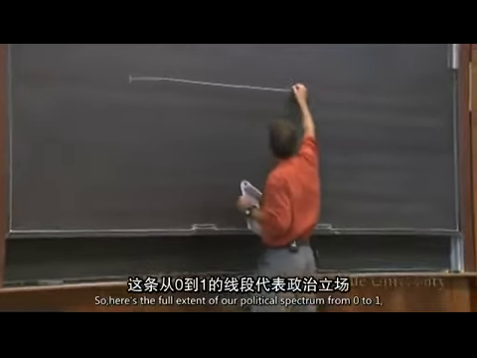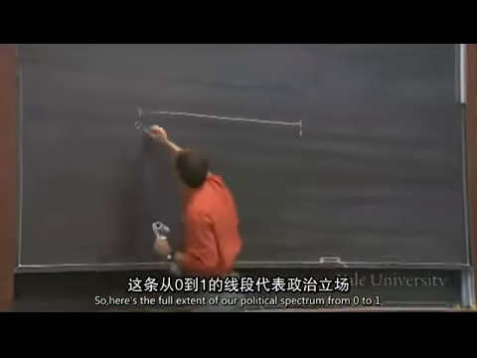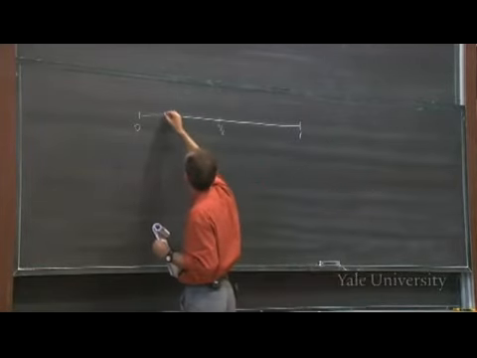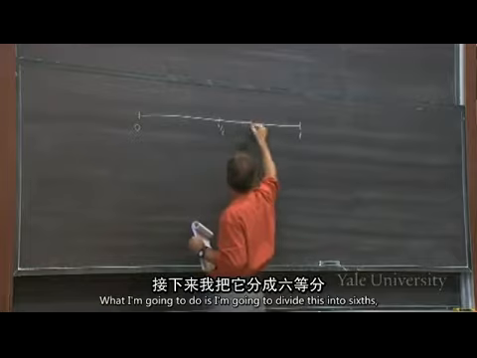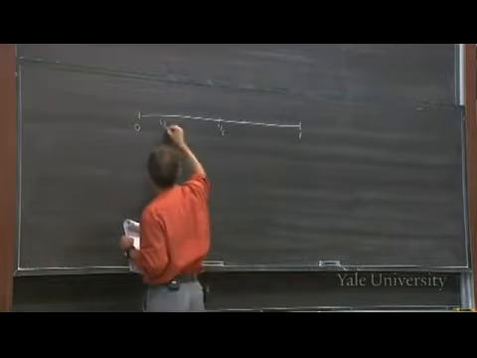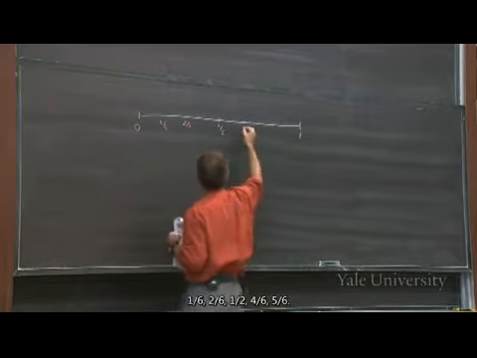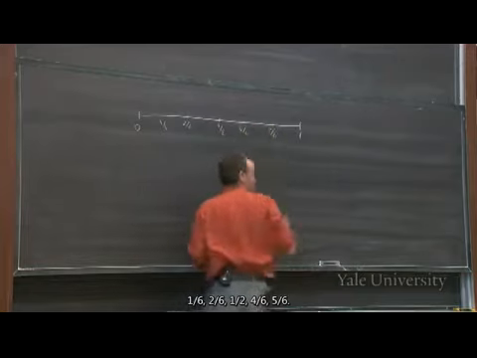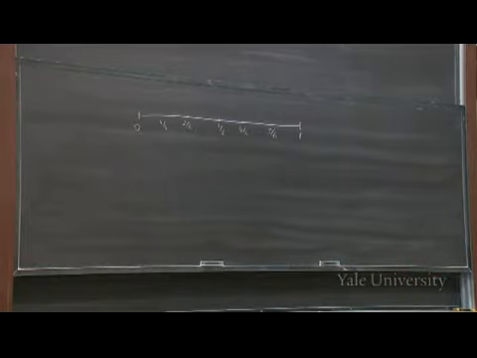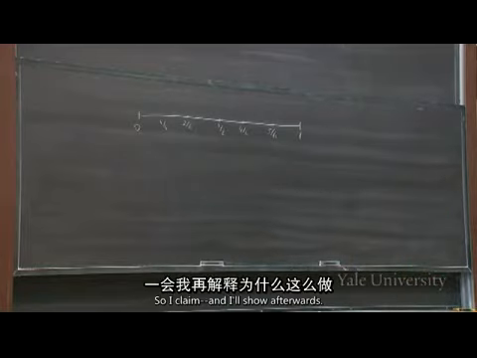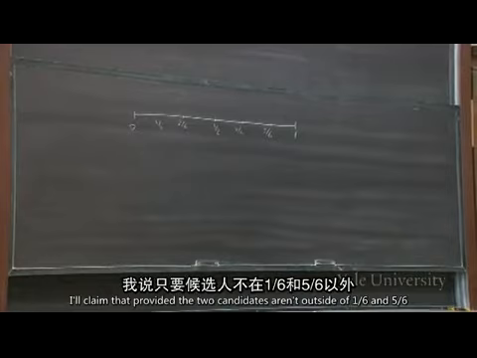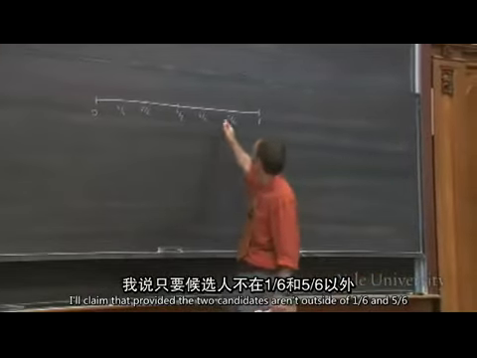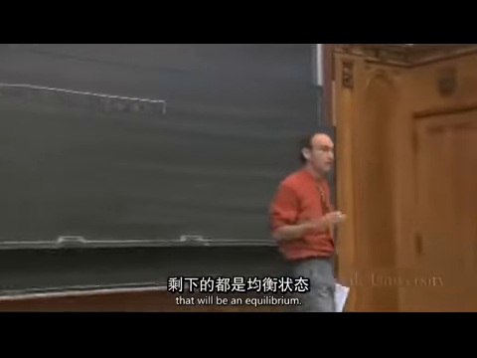So here's the full extent of our political spectrum from 0 to 1, and let me just try and illustrate how far apart these can be. What I'm going to do is divide this into sixths: 1/6, 2/6, 1/2, 4/6, 5/6. All right? So I claim, and I'll show afterwards, that provided the two candidates aren't outside of 1/6 and 5/6, that will be an equilibrium.